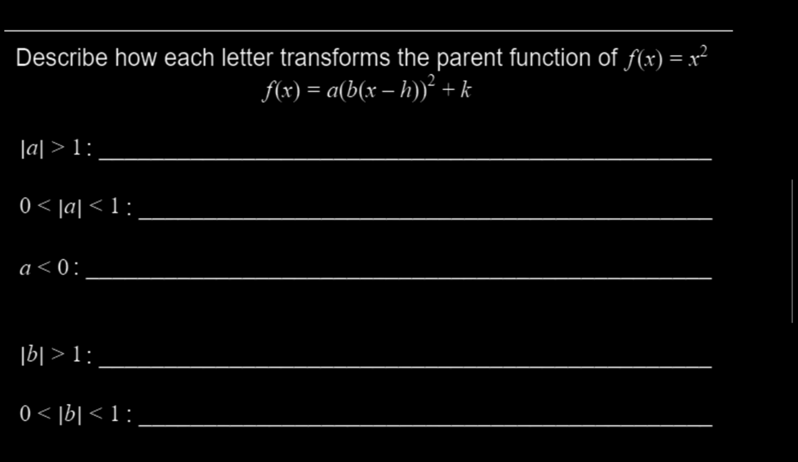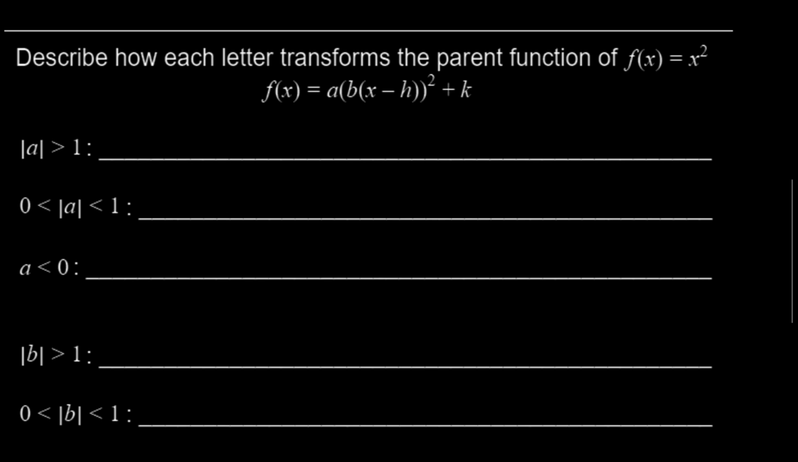Stretch, compression. You're right. It stretches and compresses it, and if it's negative, it does what? Reflects it. Good. So, if the absolute value of A, meaning forget about the negative, but the actual value of A, is greater than 1, it's bigger than 1, is it a stretch or compression? It is a stretch. Is it a vertical or horizontal stretch? Vertical. A is always vertical. Everything about A is vertical.